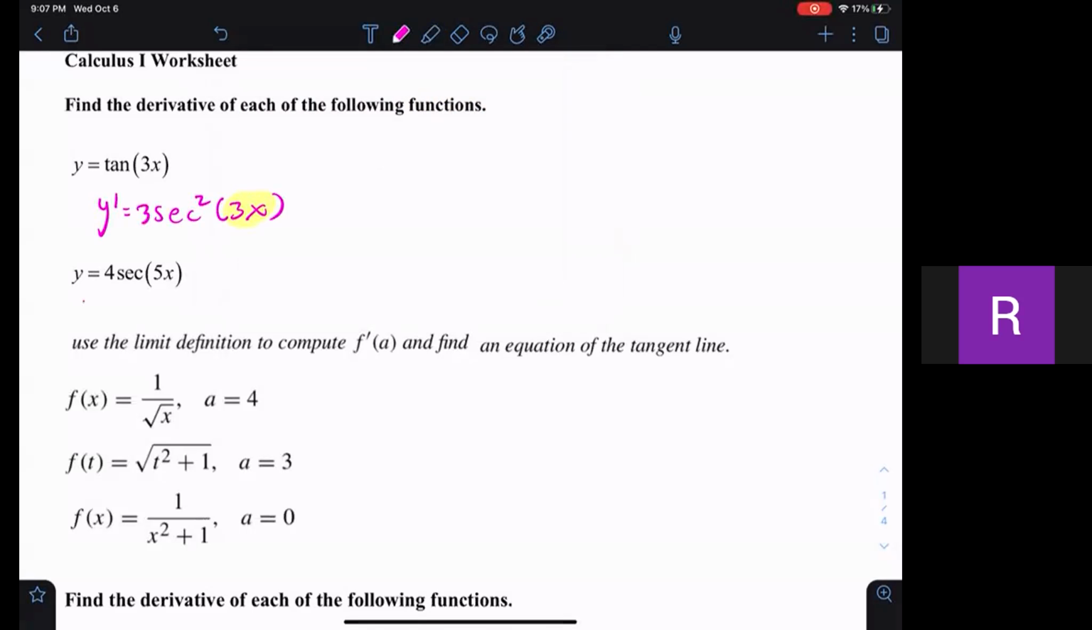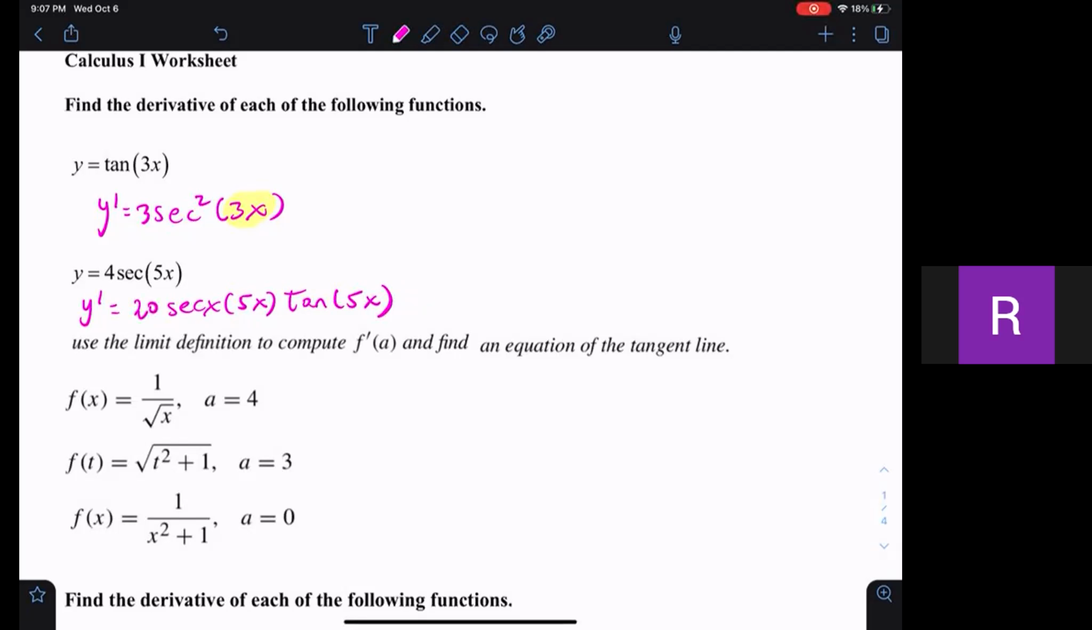What about this one? So y prime equals, well, 4 is just a constant, right? So this is going to be 4 secant 5x tangent 5x. And the derivative of the inside is 5, right? The derivative of 5x is just 5. So you multiply these two, the 4 and the 5 together, and you get 20, right?